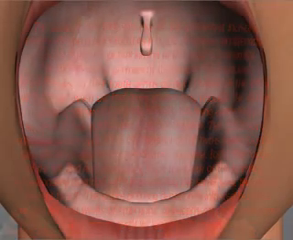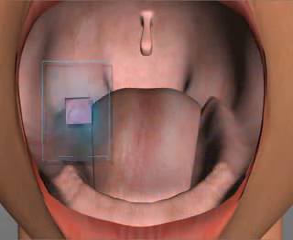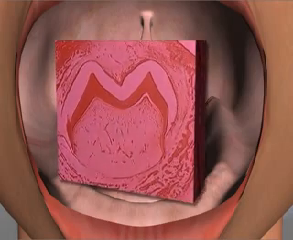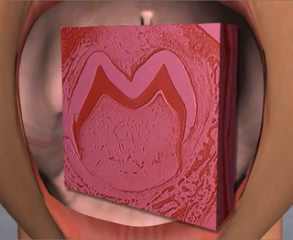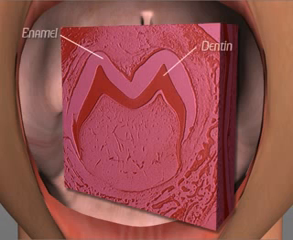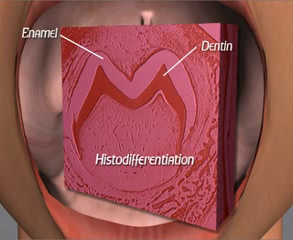The next step in the development of the tooth is terminal differentiation of ameloblasts and odontoblasts and the formation of the two principal hard tissues of the tooth. This process is referred to as histodifferentiation.